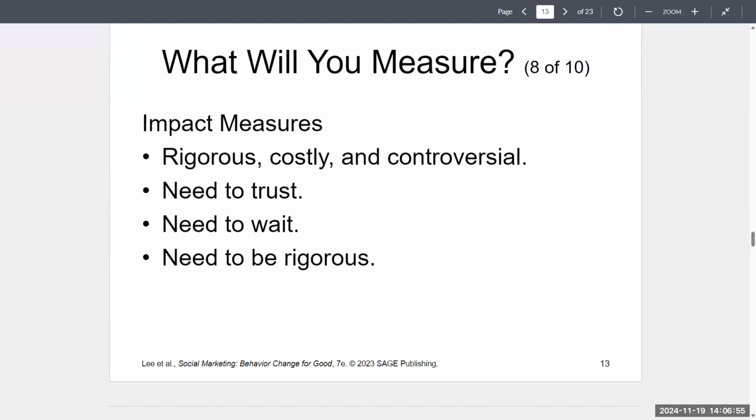Impact measure takes us into a realm of evaluating the ultimate effect of a program or a campaign. So these measures actually go beyond the immediate outputs and outcomes, delving into larger long-term changes that your initiatives are driving. So it's not just about this week or this month, it's actually a long-term thing. They are critical and very important, but they're also the toughest things to measure.